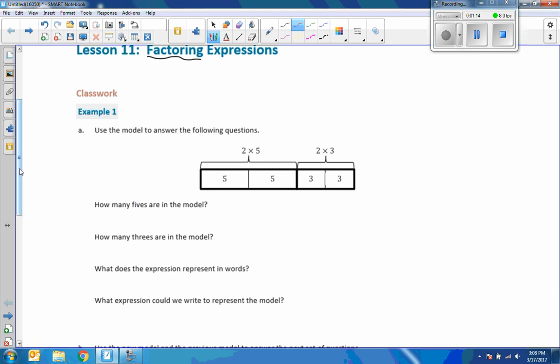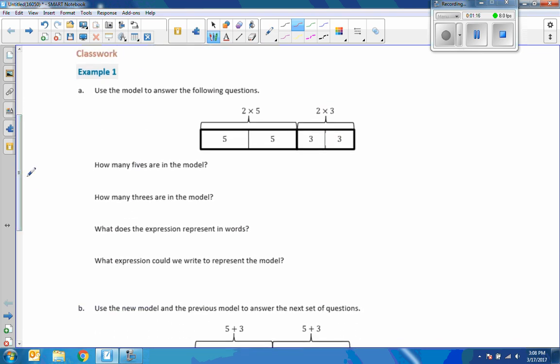So then it asks these questions about the model. How many 5s are in the model? And there are 2 5s in the model. How many 3s are in the model? There are 2 3s in the model. What does the expression represent in words? So I want you to represent this. What does that expression mean?